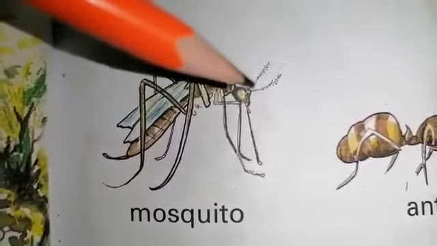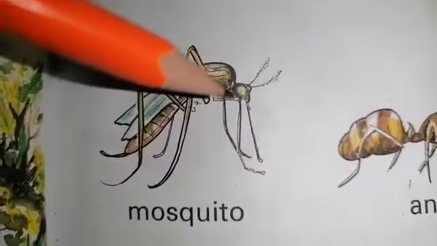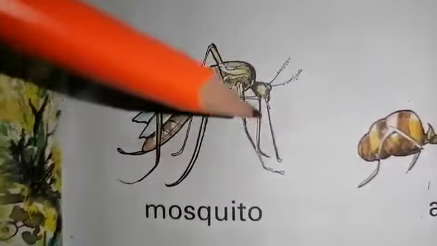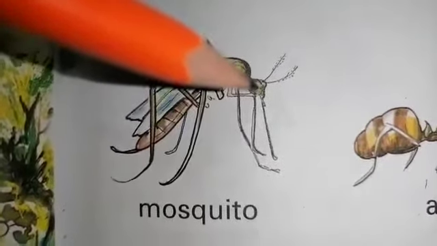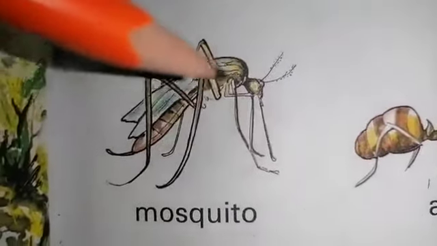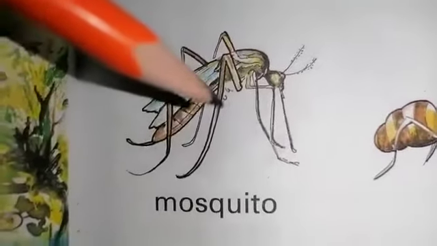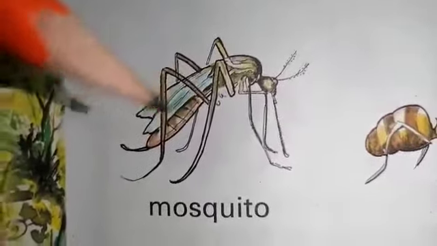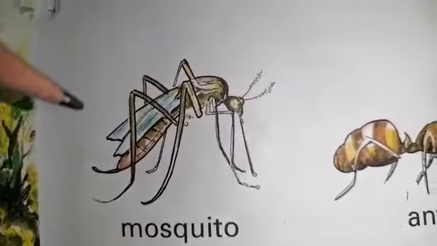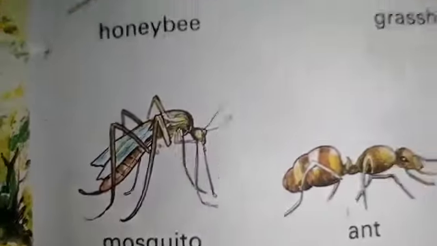Some insects have a pipe in their mouth, just like the mosquito. You can see a pipe in its mouth. This pipe helps the insects to suck our blood or the nectar of flowers. Just like you can drink juice or water from a straw, it works like a straw.